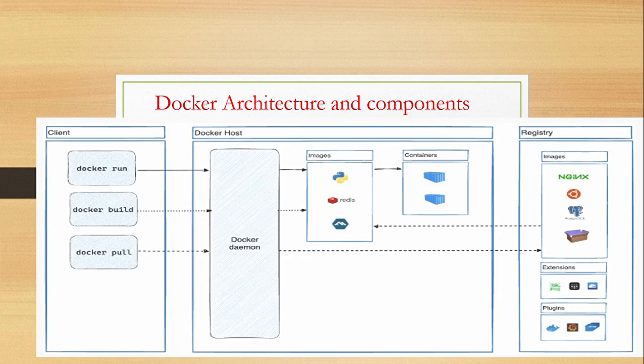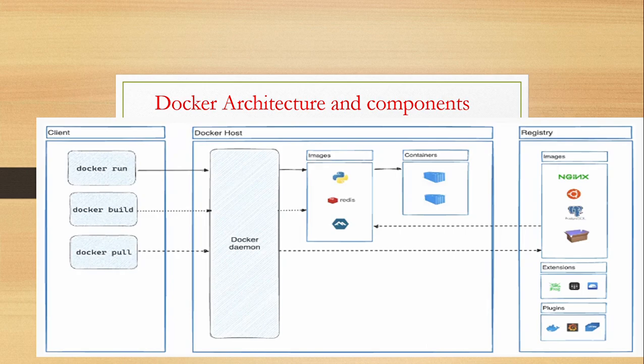the containers. When a user runs a command like docker build with the help of Docker client and Docker daemon, the Docker images are built, and when a user runs a command like docker run with the help of Docker client and Docker daemon, Docker containers are created. The third section is registry.